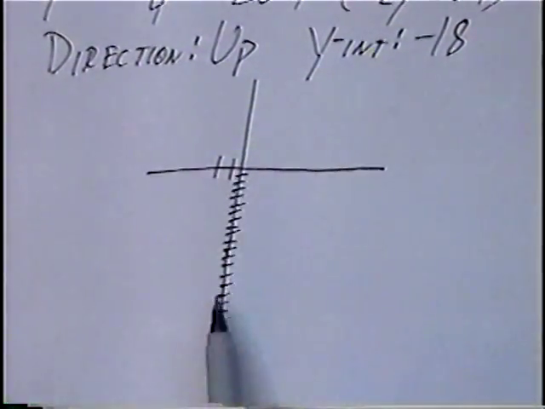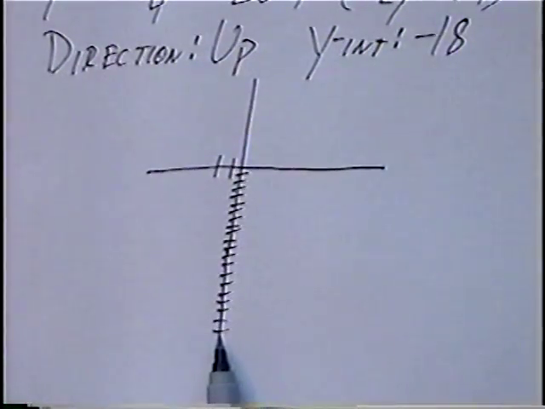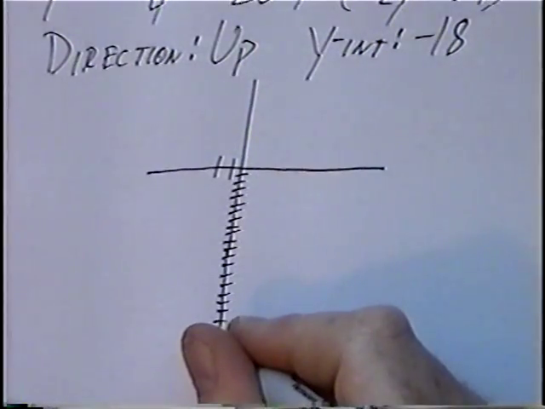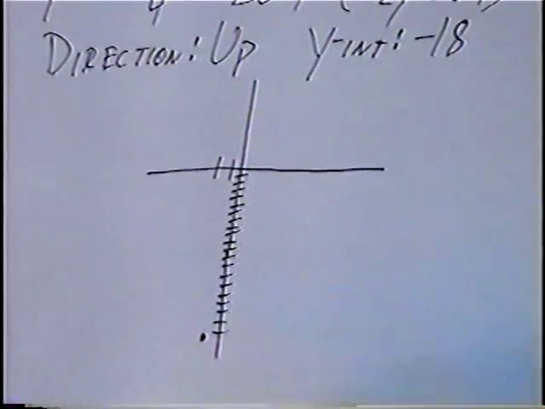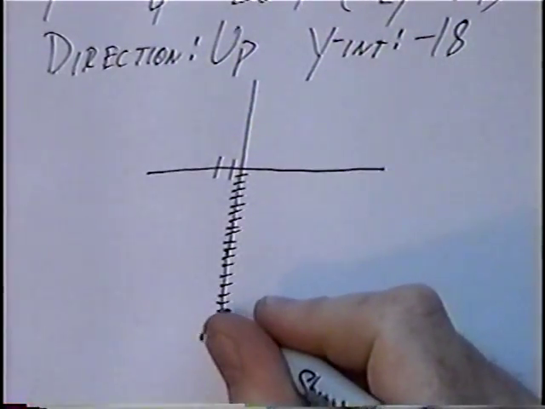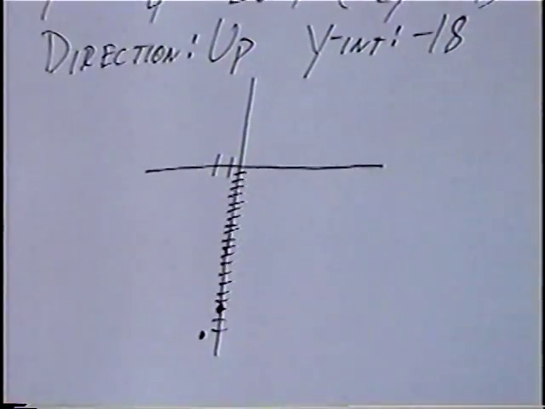So going down 20 spots and a little bit past, that would be negative 20 and 1/4. And the x value would be at negative 3.5 or negative 1.5. The y-intercept is at negative 18. And the direction of this parabola goes up.